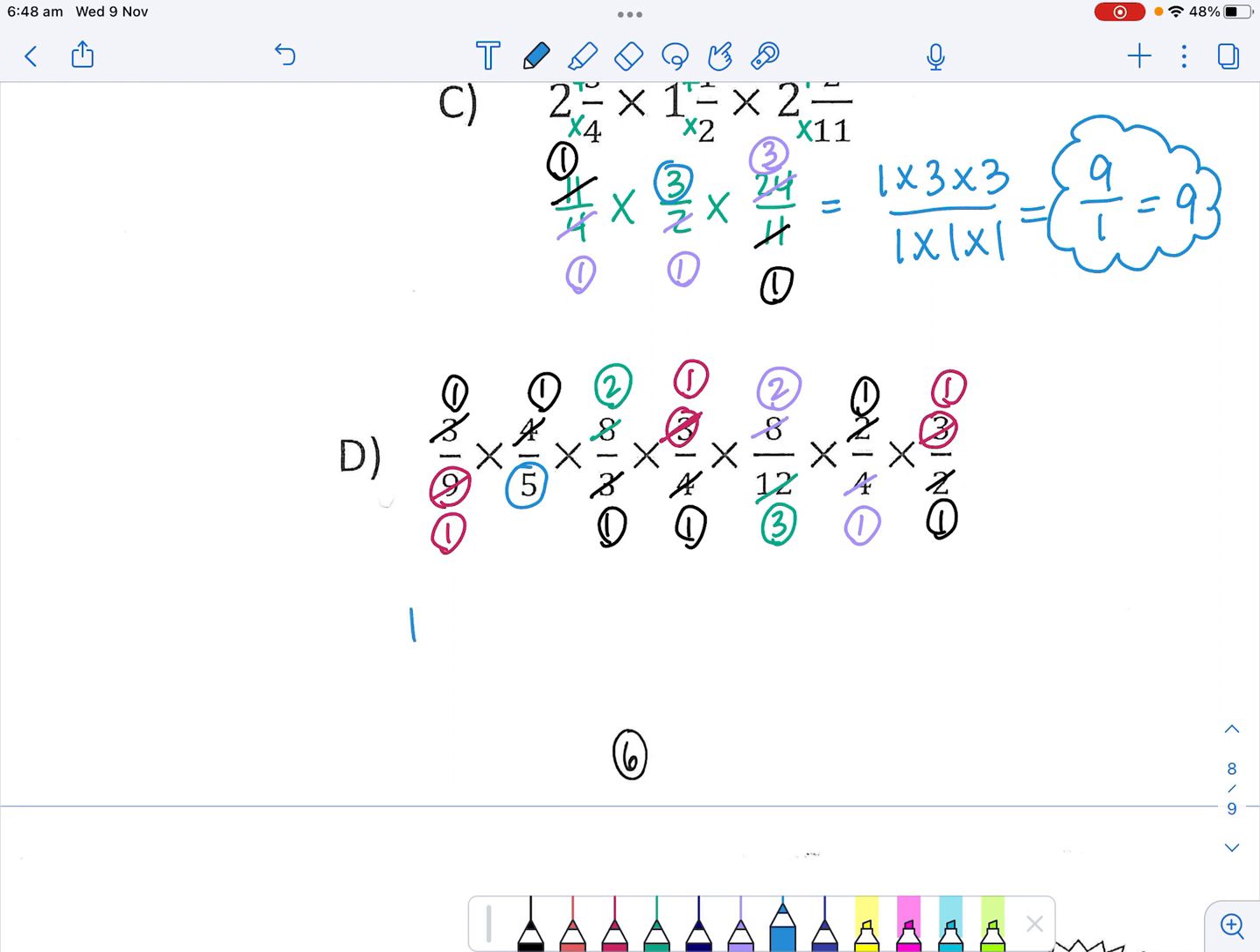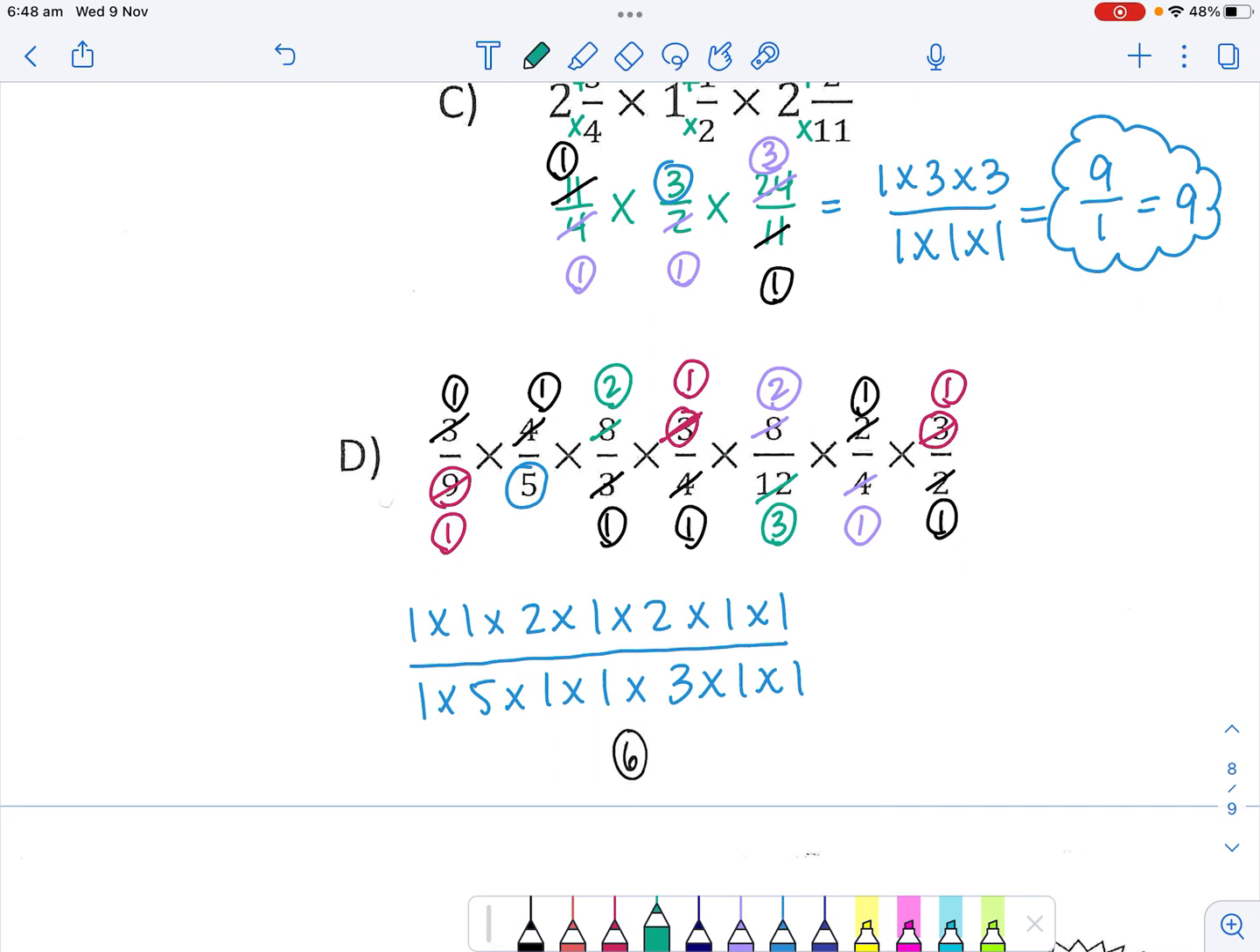So on top, I've got 1 times 1 times 2 times 1 times 2 times 1 times 1. And then I've got 1 times 5 times 1 times 1 times 3 times 1 times 1. Now I've chosen to include all of the values that I circled, everything that I canceled. The number of numbers on the top and the bottom should match the number of fractions that you have. So I have 1, 2, 3, 4, 5, 6, 7 fractions. I should have 7 numbers on the top and 7 numbers on the bottom.